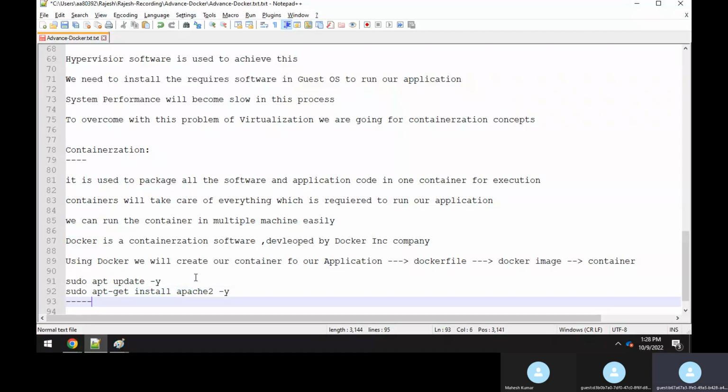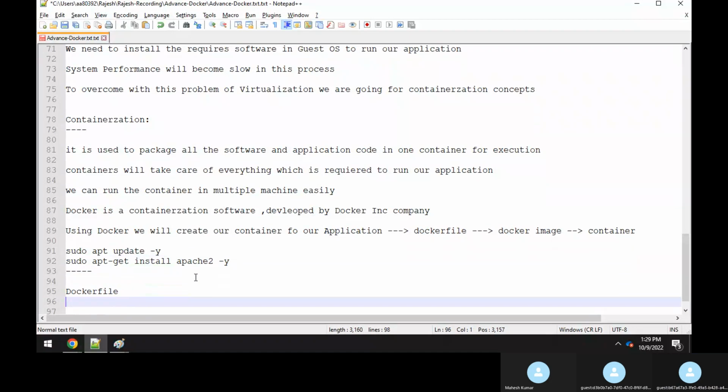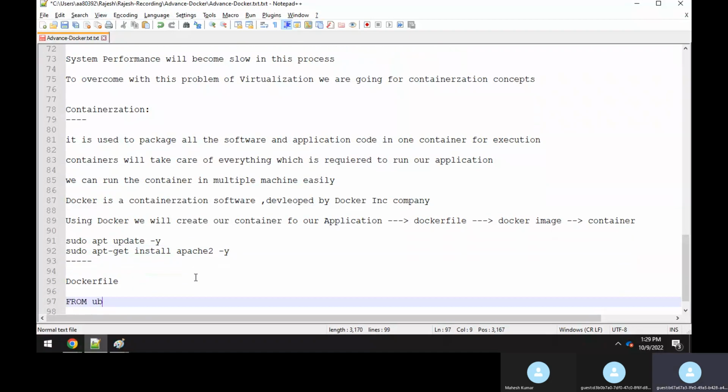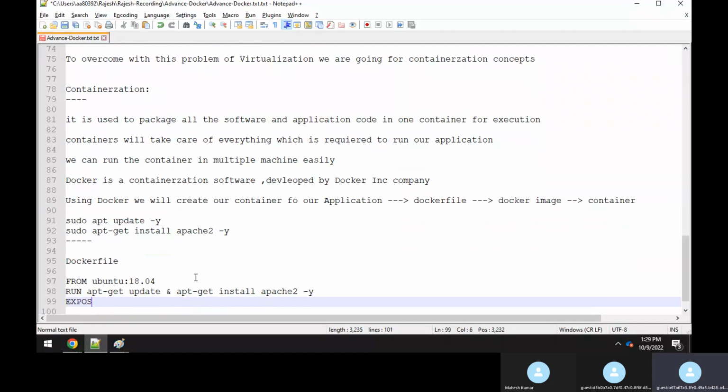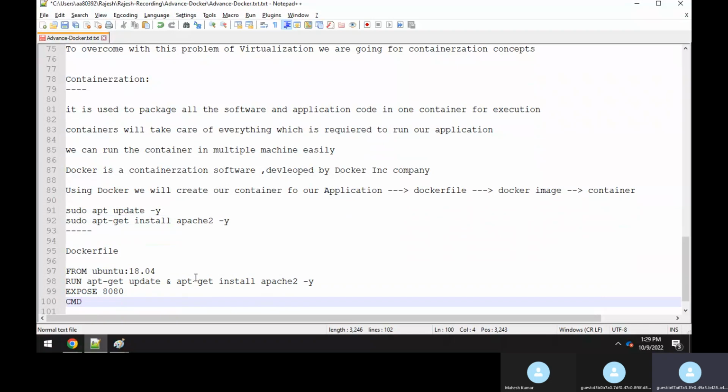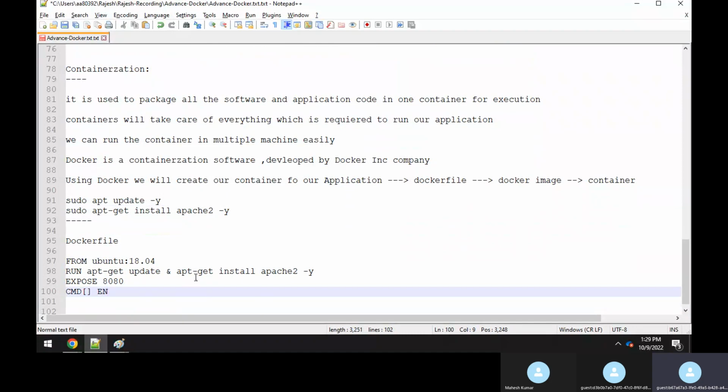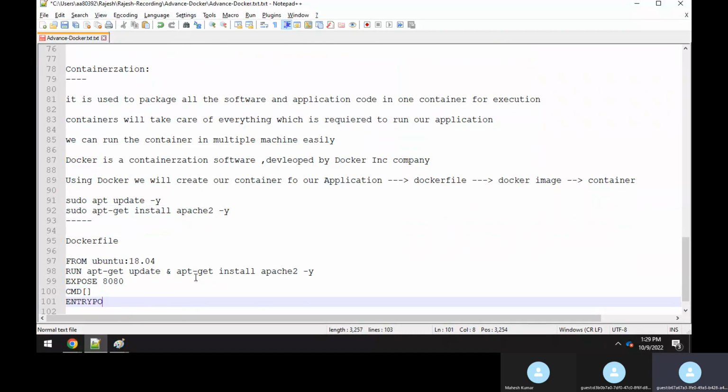The same thing in Docker means you need to create a Dockerfile like this. There you say FROM Ubuntu 18.04 or 20.04, then RUN apt-get update and apt-get install apache2 -y. Then he uses something like EXPOSE 8080, and then some CMD command, or some kind of ENTRYPOINT. We use so many commands, and these are all internal commands of Docker itself.